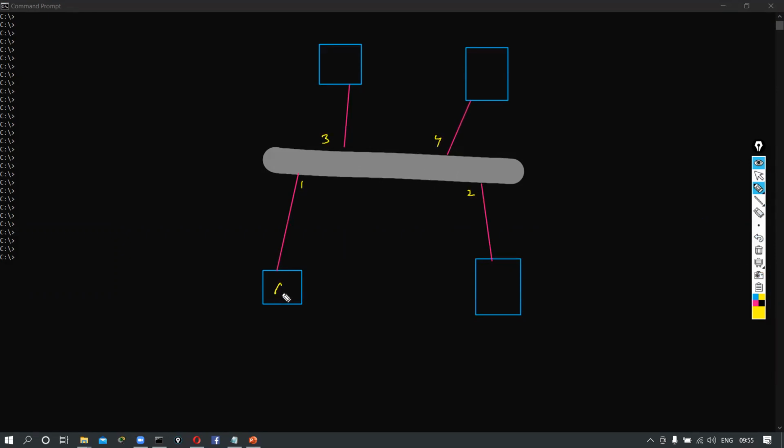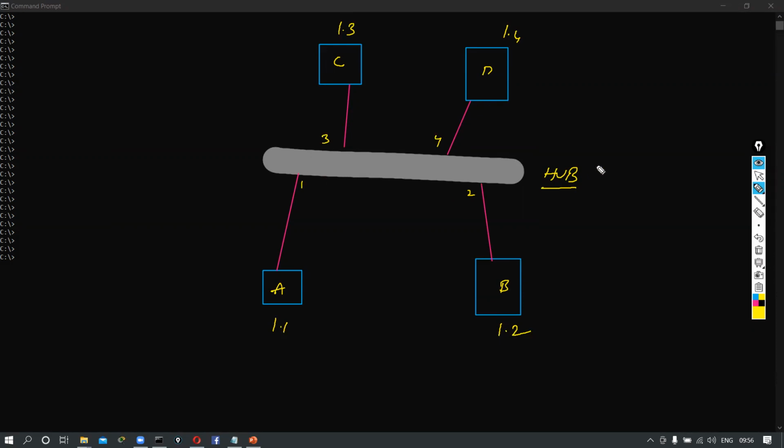Okay, and this MAC address is A, B, C, D. IP addresses are 1.1, 1.2, 1.3, 1.4. This is called what? I wrote cable. That means hub only. Internally in the hub, all ports are connected with one cable. That's why it is drawn like a cable.